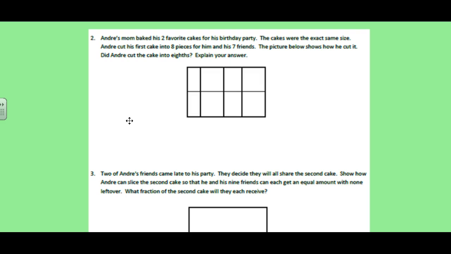So our answer is no. Let me change this to where it's not so large. No, because the parts are not equal. Because we know that whenever we're working with fractions and we're cutting anything into 4ths or 6ths or 8ths or 1/3s, they all have to be equal in order for us to have those parts. So the correct explanation is the parts are not equal to make it into 8ths.